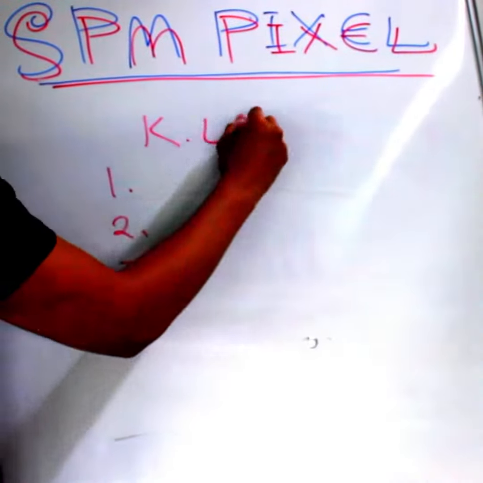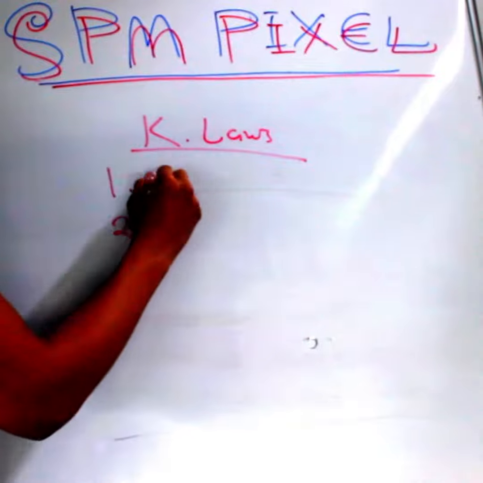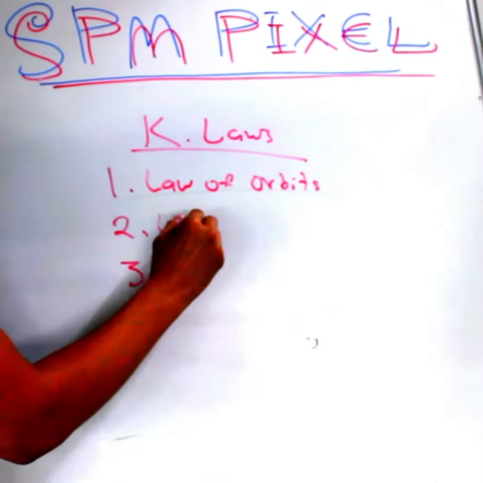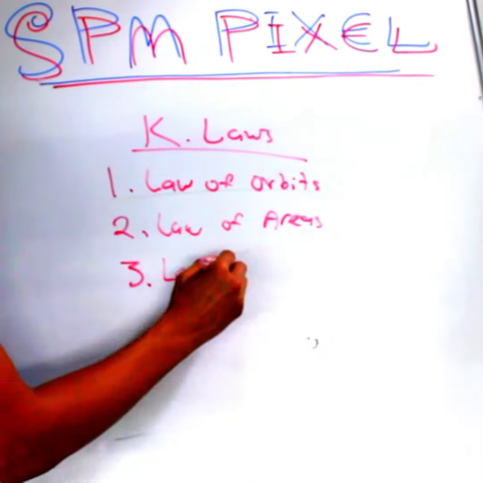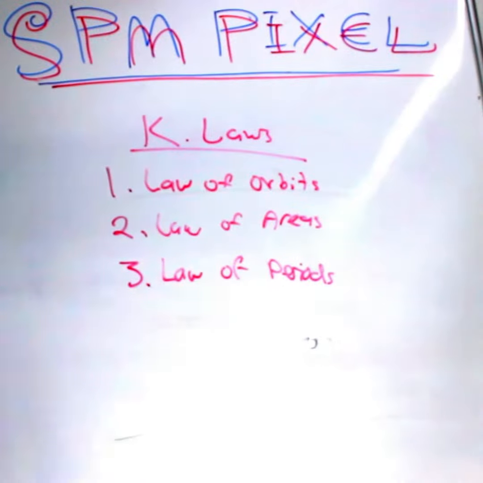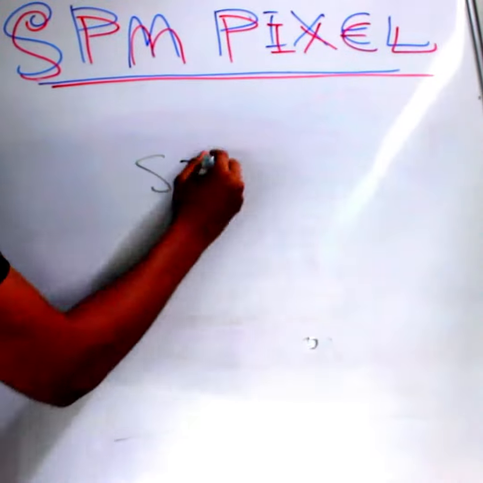So just to recap Kepler's laws, Kepler has three laws, which are the law of orbits, the law of areas, and lastly the law of periods. Now just memorize the three words: orbits, areas, and periods.